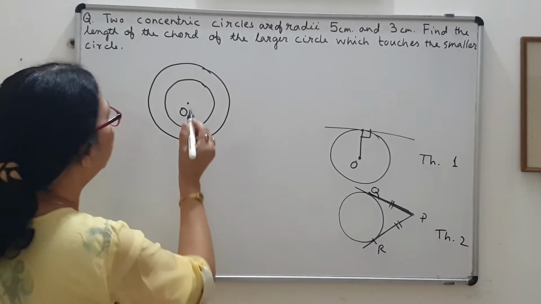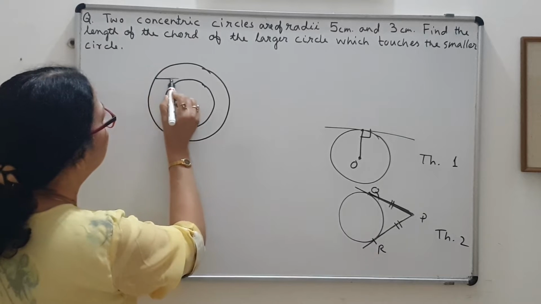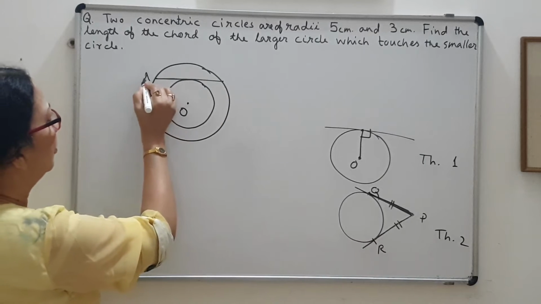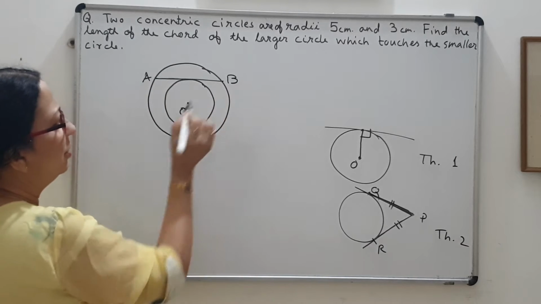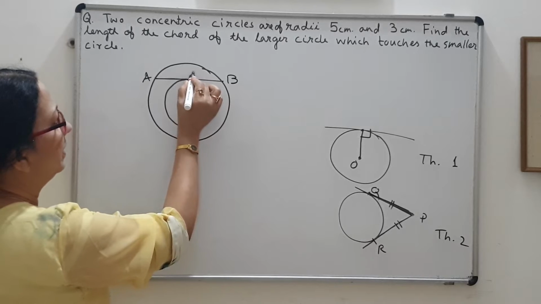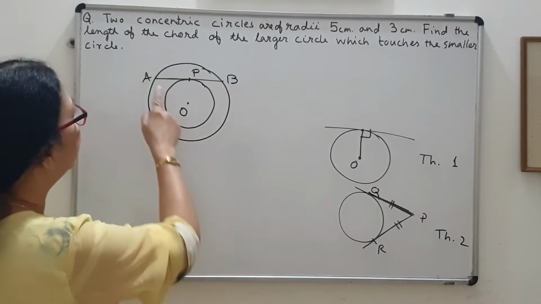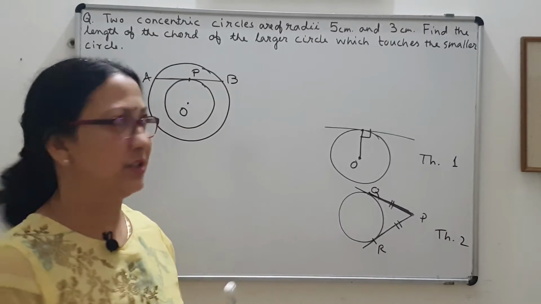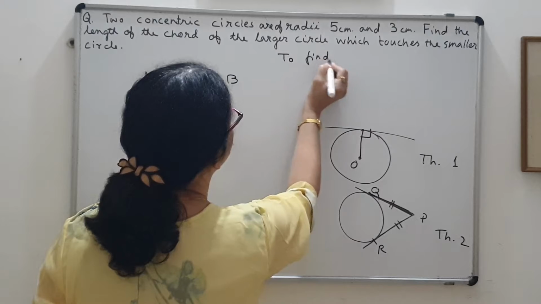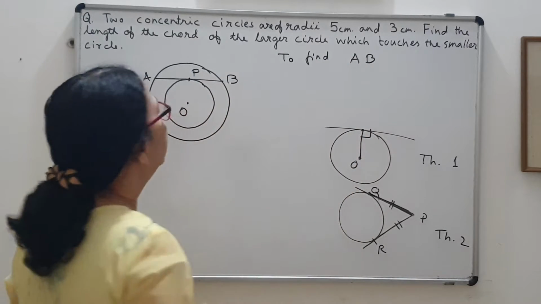So let us draw any chord which is touching the smaller circle. Let AB be the chord of the larger circle which is touching the smaller circle at the point, say P. Then what we have to do is find the length of AB. This is the question, that is, to find the length of the chord AB.